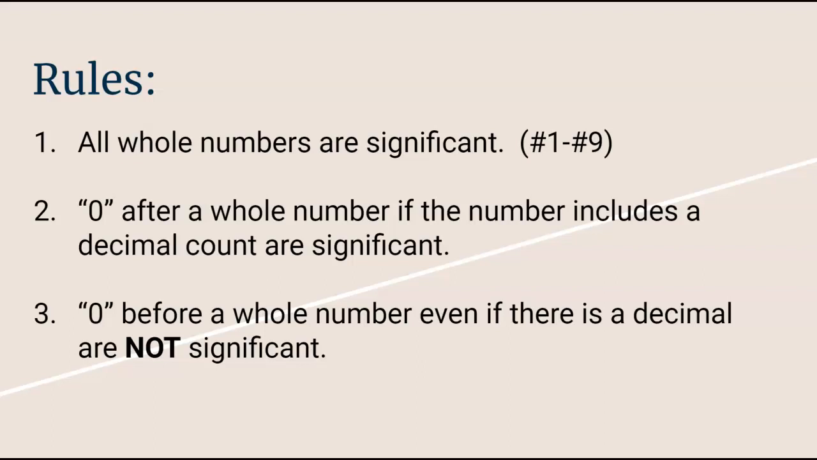And the general rule, this is sort of the shortcut to significant figures, is if the 0 is after a whole number and the number includes a decimal, it's significant. It has to have both of those things. The 0 has to be after a whole number, so a number 1 through 9, and the number has to include a decimal. The 0 is not significant if it's before a whole number, even if there is a decimal. Okay, so zeros before a whole number don't count. Zeros after a whole number do count, but they have to have a decimal in them.